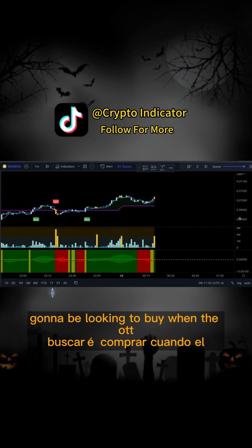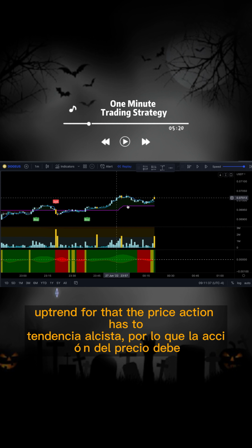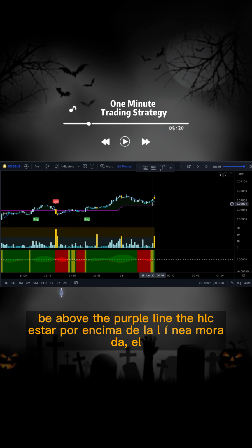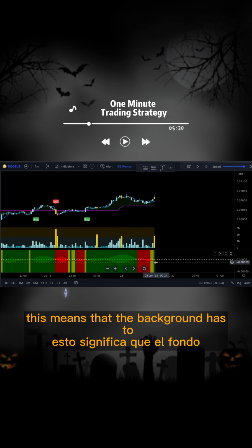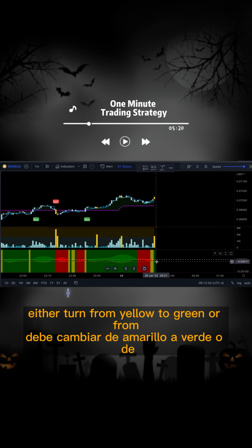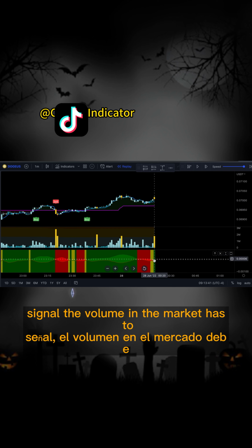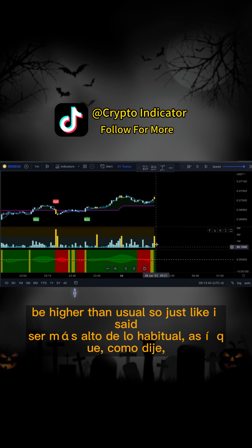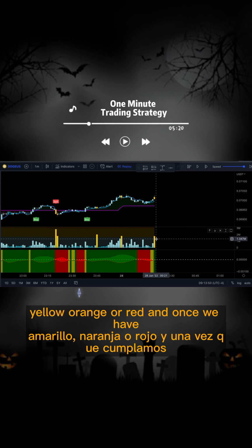So we're only going to be looking to buy when the OTT indicator officially confirmed an uptrend. For that, the price action has to be above the purple line. The HLC indicator has to issue a new buy signal. This means that the background has to either turn from yellow to green or from red to green. And finally, to confirm the signal, the volume in the market has to be higher than usual. So just like I said, the bar has to be either colored in yellow, orange or red.